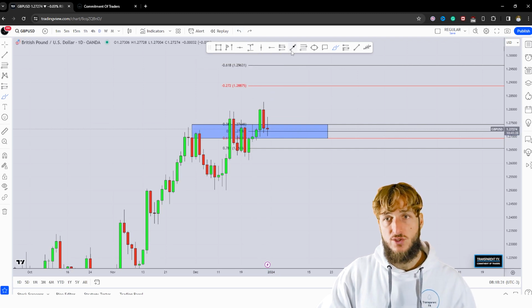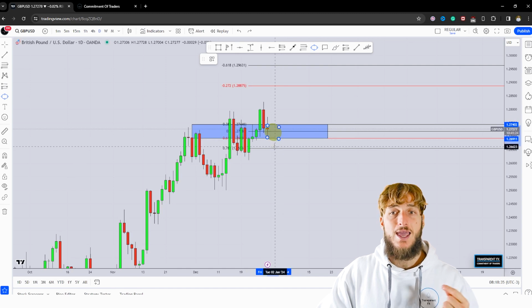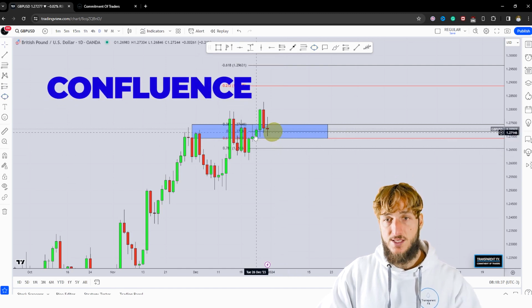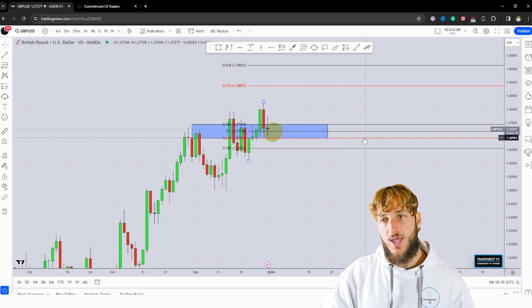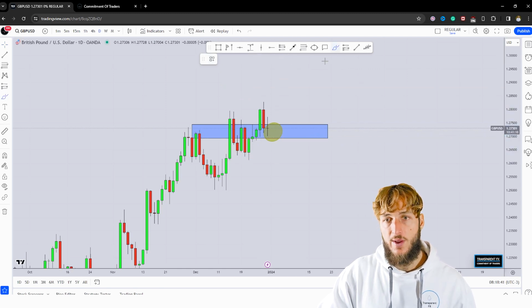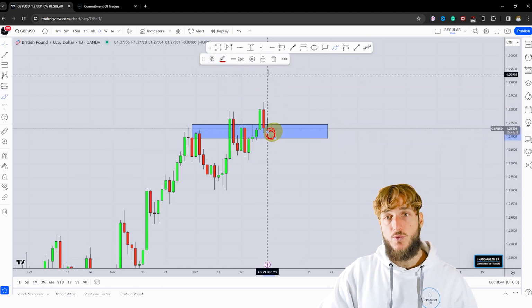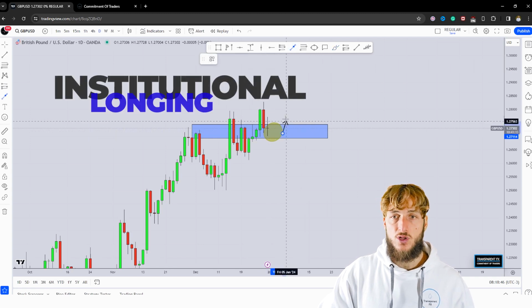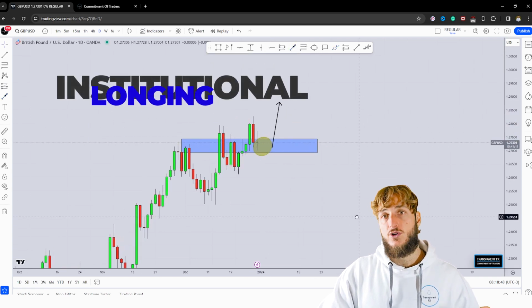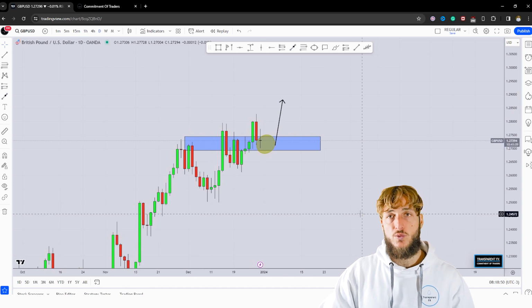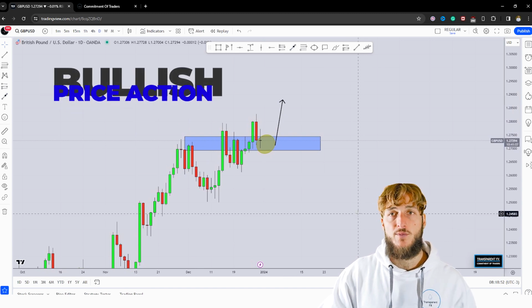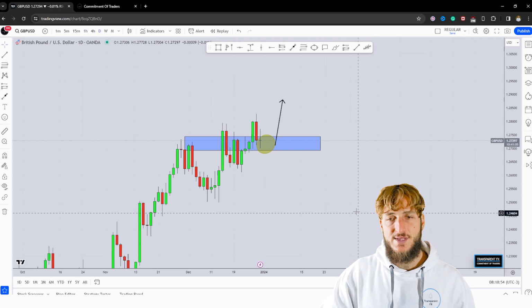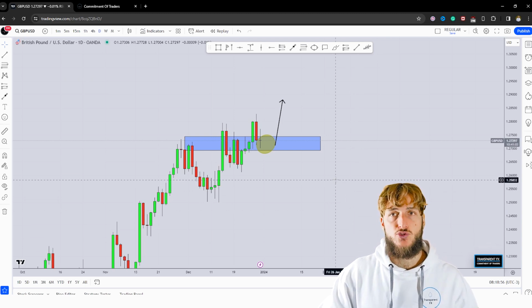So what the market is actually testing here is previous daily resistance turned support in confluence with these Fibonacci levels. So essentially we have a confluence of support area inside of here, inside of which we could expect more institutional longing, which in turn would further increase the probabilities of a potential rejection to the upside away from this level.